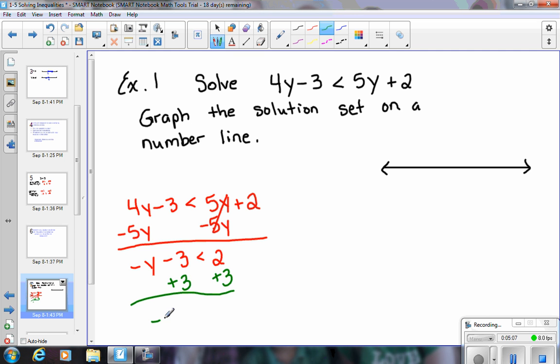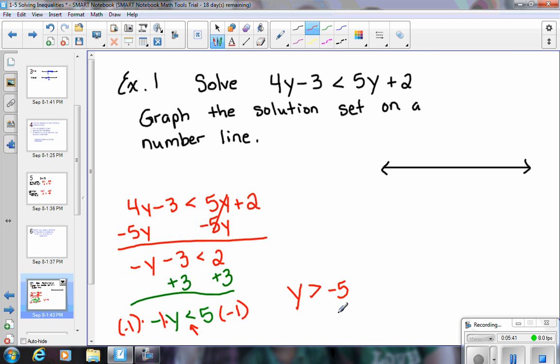And we get negative y is less than 5. Well, remember that this is like having a negative 1 times y. Well, I don't want negative y. I want just y. So I'm going to multiply both sides by a negative 1. So if I do that, remember what happens. This has to flip. So I end up with y is greater than 5 times negative 1, which is negative 5. So this is my answer.